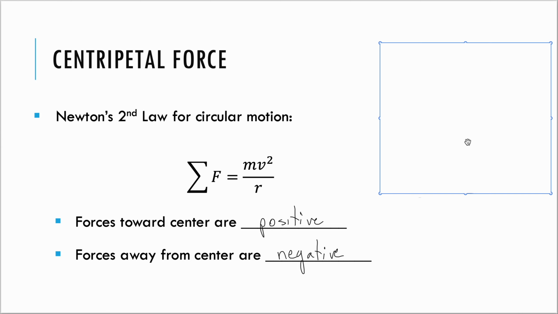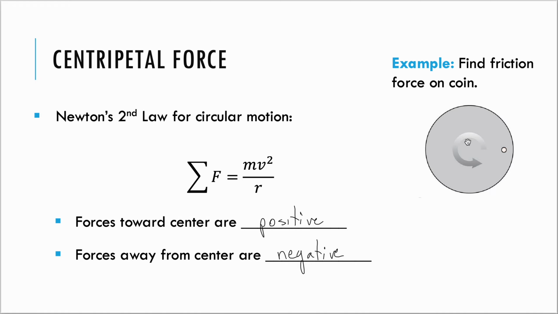Let's look at an example. Find the friction force on the coin, assuming it's moving at a speed v and that the distance from the center of the circle is r. The first step is to draw the free body diagram. If we look at the top view of this coin here, we know that there must be at least one force pointing towards the center of the circle.